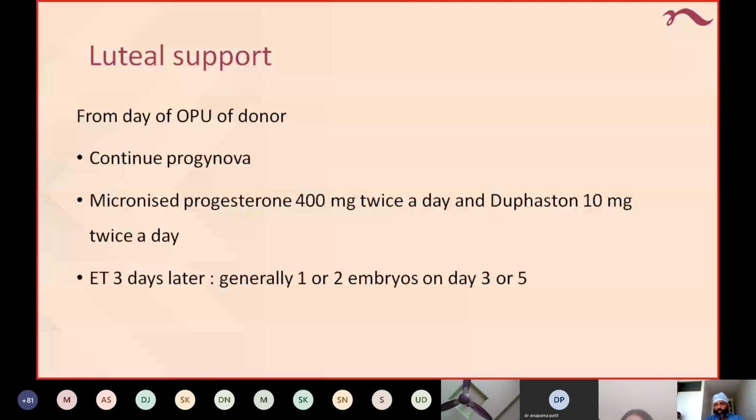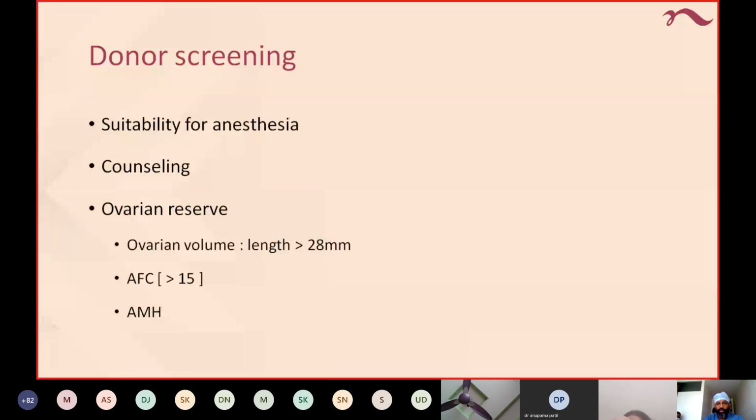And for donor screening, you have to check for suitability of anesthesia, ovarian reserve, ovarian volume and length more than 28 millimeter, and AFC should be more than 15, and AMH you can do. You should counsel them and also do the pre-anesthetic assessment.